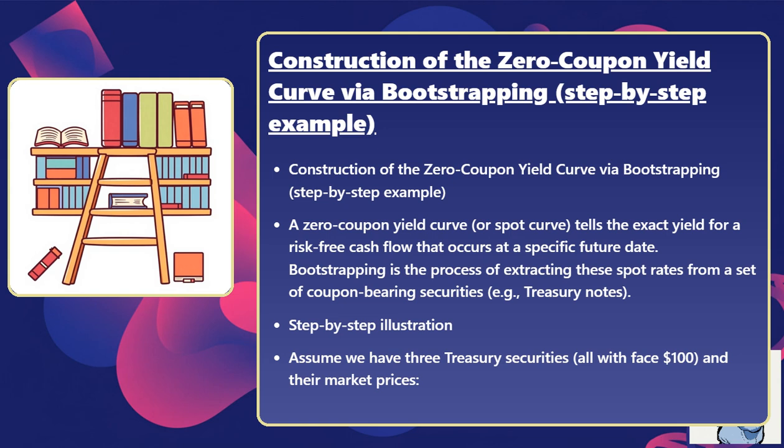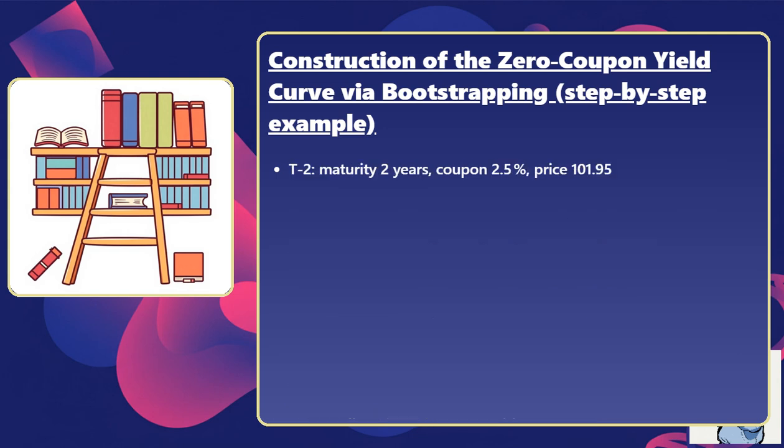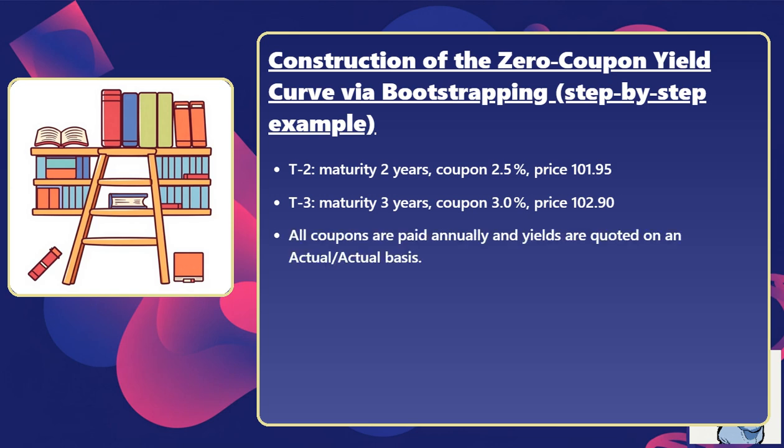Assume we have 3 treasury securities all with face $100 and their market prices. T1 maturity 1 year, coupon 2.0%, price 101.00. T2 maturity 2 years, coupon 2.5%, price 101.95. T3 maturity 3 years, coupon 3.0%, price 102.90. All coupons are paid annually, and yields are quoted on an actual/actual basis.